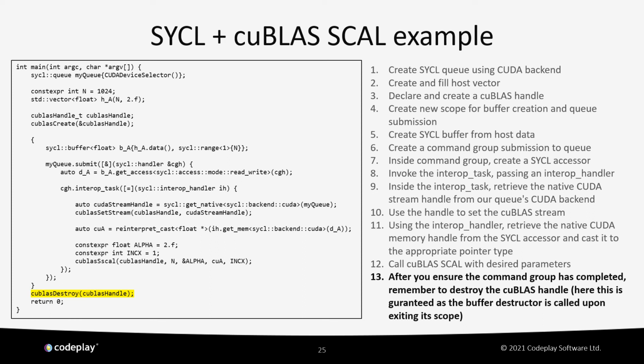After you ensure the command group has completed, remember to destroy the cuBLAS handle. You could call myQ.wait before destroying the cuBLAS handle. However, in this example, our buffer is inside the nested scope. This means that once we reach the end of the scope, the buffer destructor will be called implicitly. This is a blocking operation as the SYCL runtime has to wait until all commands using the buffer's data have completed.